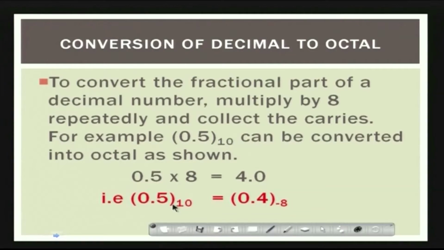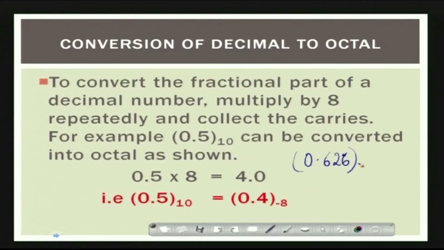So, the carry is 4. That 4 should not be written as 4, it should be written as 0.4. So, 0.5, a decimal number, gets converted to 0.4 when it comes to the octal number. If you want, you can take some other example also. Say for example, we have a number like 0.626. How to convert this to an octal number? This may be a binary, this may be a decimal number.